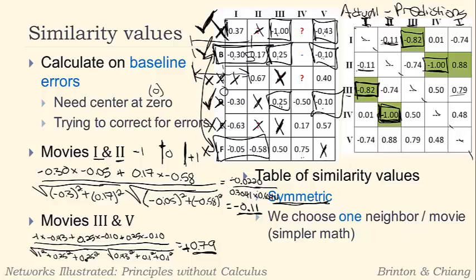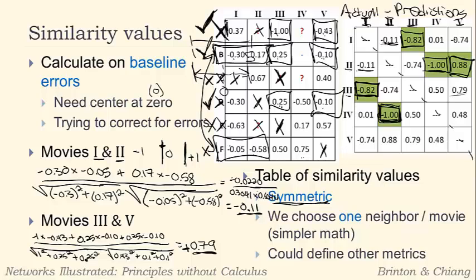Now 5 will actually choose 2 to be its neighbor, right? Because 0.88 is higher than any other values. Now notice that 2 did not choose 5. 2 chose 4, but 5 chose 2. So they don't have to choose each other. Even though the table is symmetric, they don't necessarily choose each other.